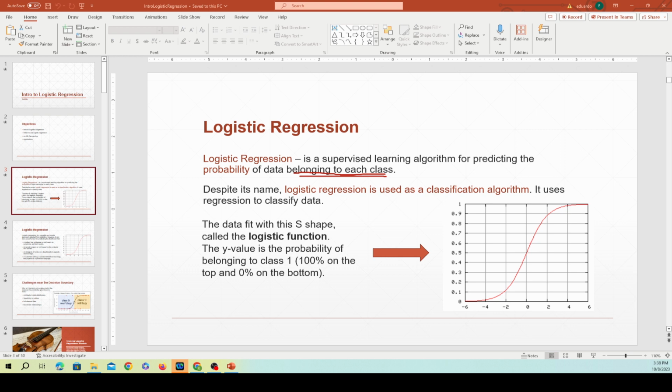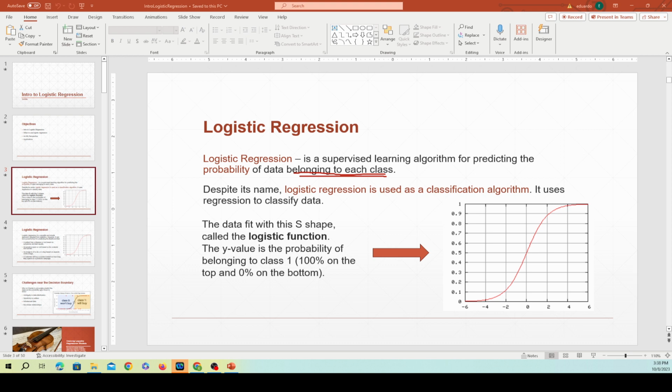All right. So we also saw a different type of classification, and that was the k nearest neighbor system. That one is also used to classify a prediction as one versus the other. Again, I even say here in the notes: despite the name, logistic regression is used as a classification algorithm. It uses a regression to classify the data.